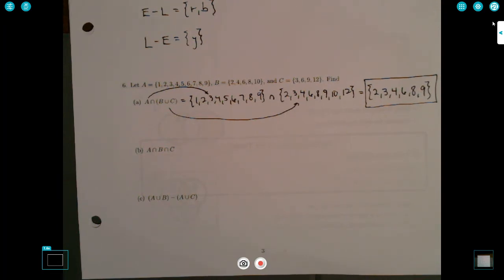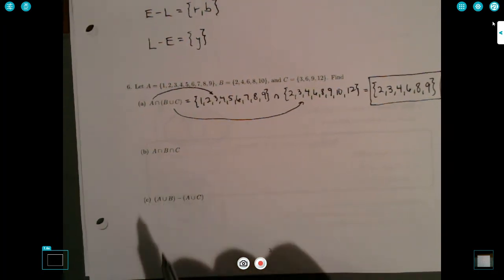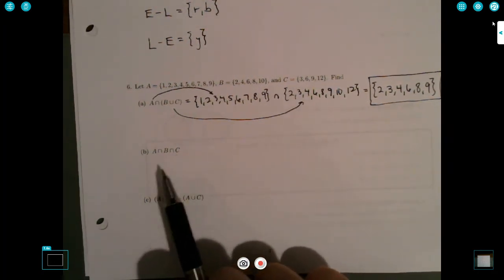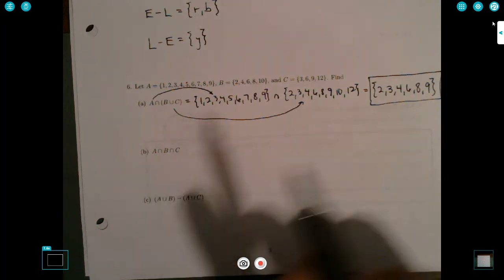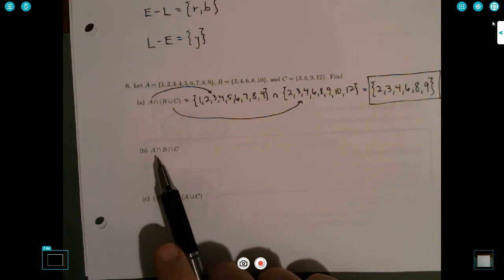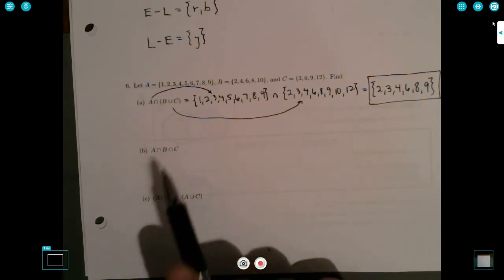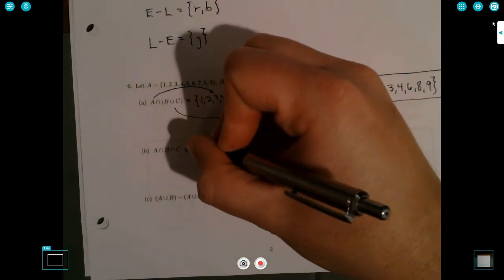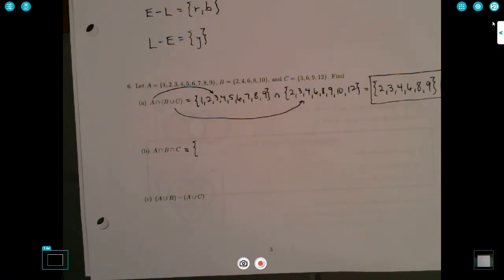Now part B, on the other hand, has no parentheses, so we're just going to work this out from left to right. Or if you can do it all at the same time, even better, because we're just taking intersections. So we're doing A intersect B intersect C. The stuff in this set is going to be what all three sets have in common.